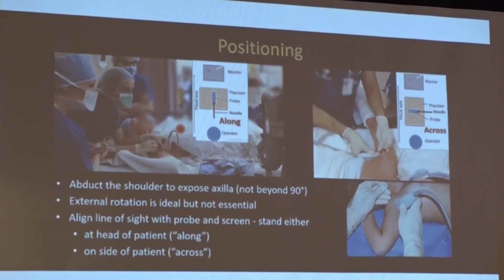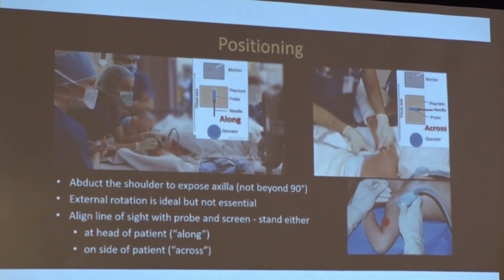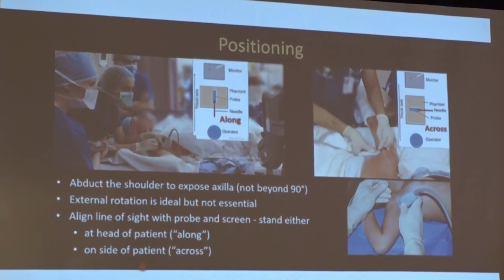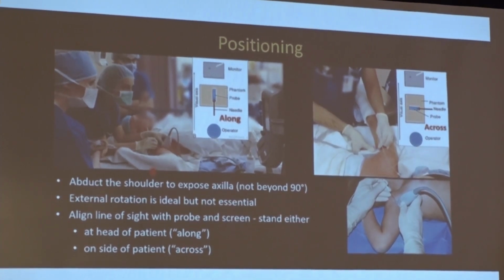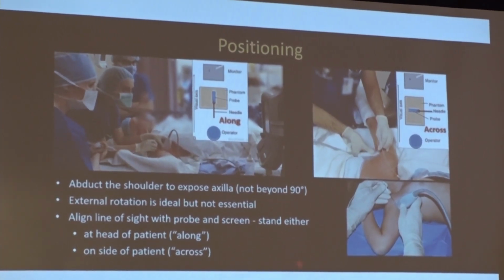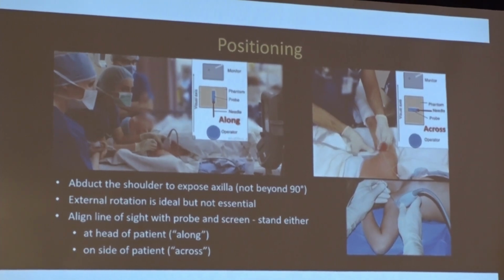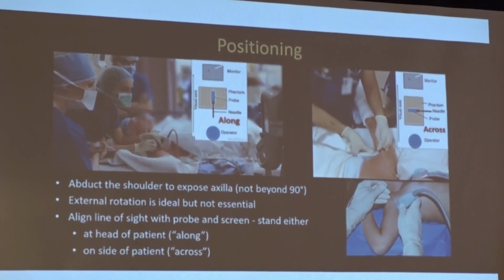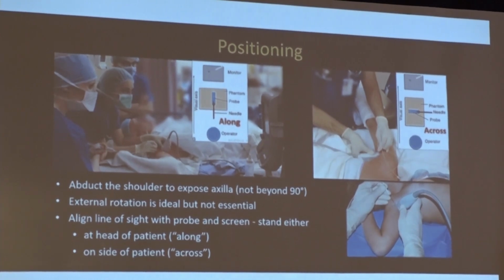The position: ergonomics is very important when you do any type of block. Ideally you need to abduct the shoulder to expose the axilla, but not hyperabduct the shoulder, and externally rotate the forearm, with a line of sight of the probe. The operator can be at the head, or along the side of the patient. So the ultrasound is here, this is the operator, on the side of the patient across. That means you're standing here, and your ultrasound will be on the opposite side. You can do either a long axis or a cross technique.